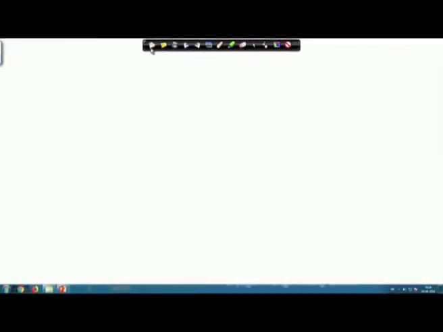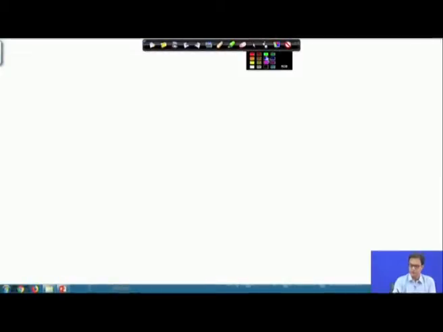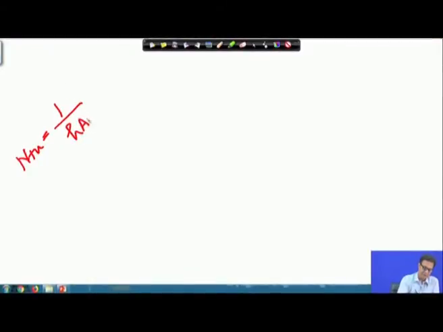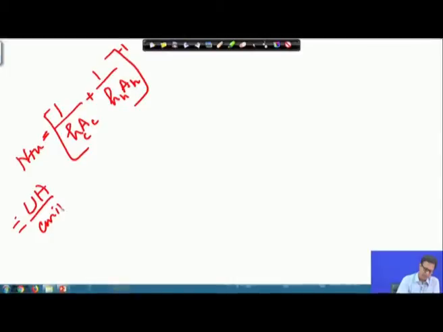Now if we try to calculate the NTU, we know that NTU is given by 1 by the heat transfer surface area: 1 by hC AC plus 1 by hH AH. Basically this is nothing but UA by C min. So, this is the value of C min, and UA is 1 by hC AC plus 1 by hH AH, to the power minus 1.